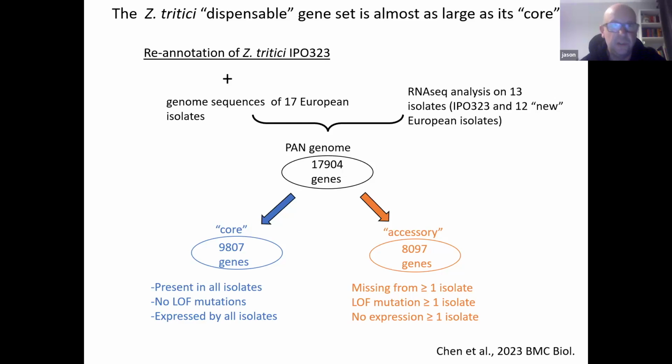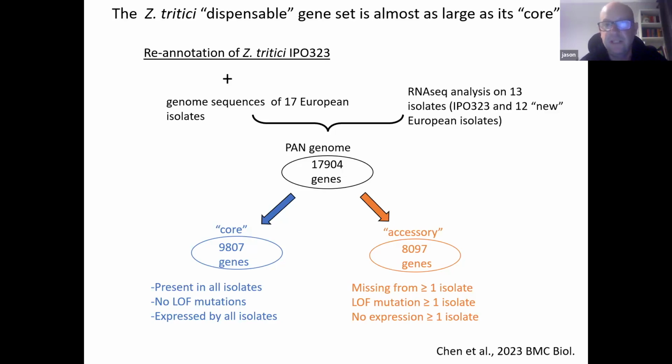So the core genes we assigned as being so due to being present in all isolates with no loss of function mutations in any of the isolates, and they were all expressed by all of the isolates. So we didn't have any particular strains where a gene was present but had no expression support. On the contrary, something was deemed accessory if it was missing from one or more isolates, had a loss of function mutation in one or more isolates, or had no expression in one or more isolates.